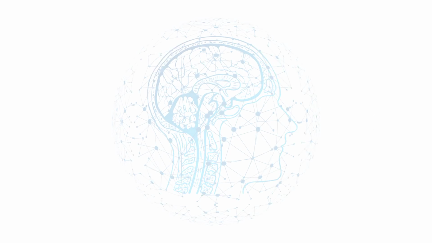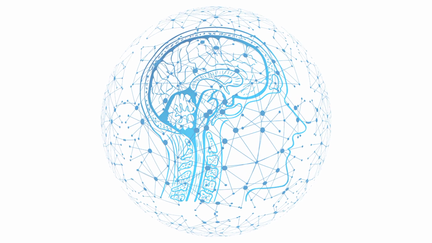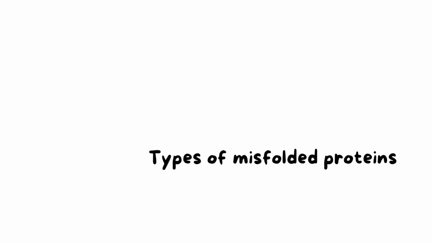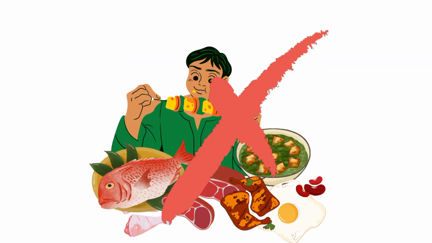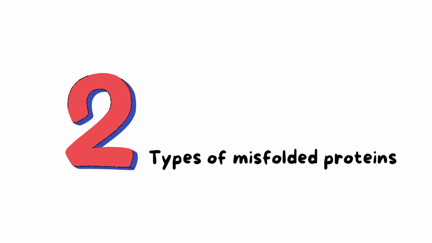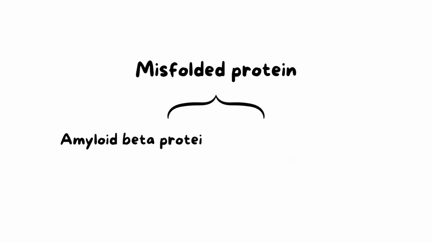Alzheimer's disease is a neurodegenerative disease caused by two misfolded proteins, which are produced by our bodies, not by dietary proteins. These two misfolded proteins are amyloid beta protein and tau protein. Let's have a look at the misfolding of amyloid beta protein.